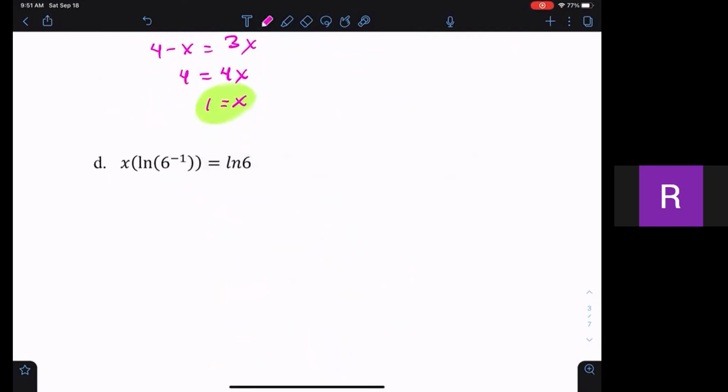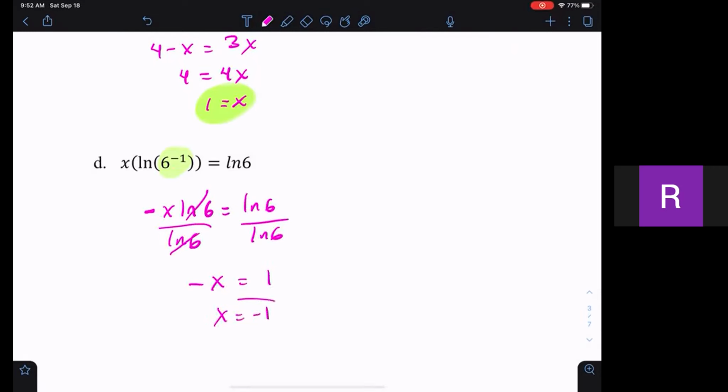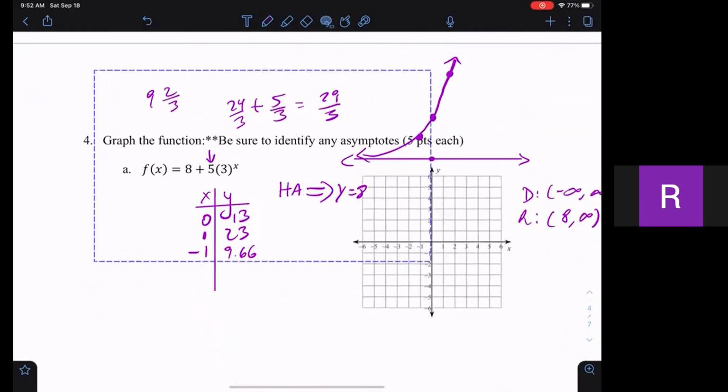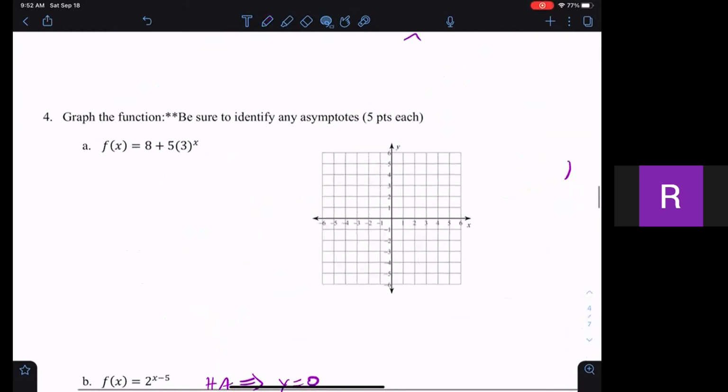So we can use the logarithm property, remember? Like from the first questions, we can move the -1 to the front, right? So we can say this is negative x ln of 6, and this is ln of 6, divided by ln of 6 on both sides. Negative x equals 1, so x equals -1, right? Dividing by -1 on both sides. Okay? That's the answer. So this is the graph, right? The thing that takes a little time. Okay, here.